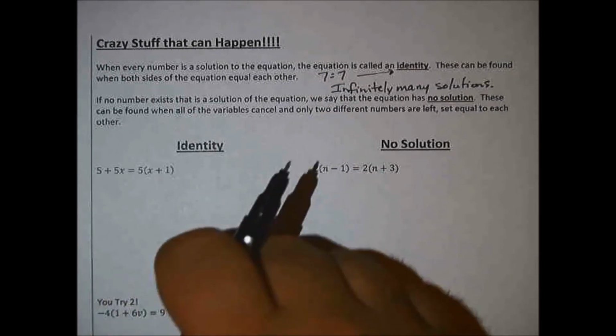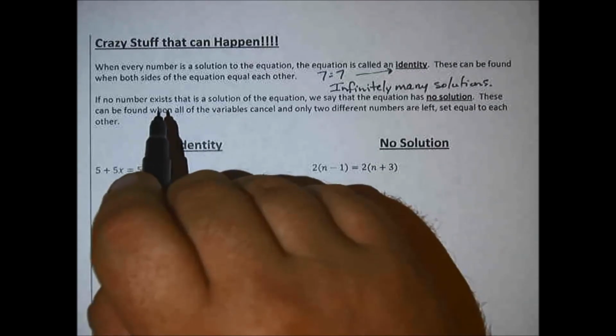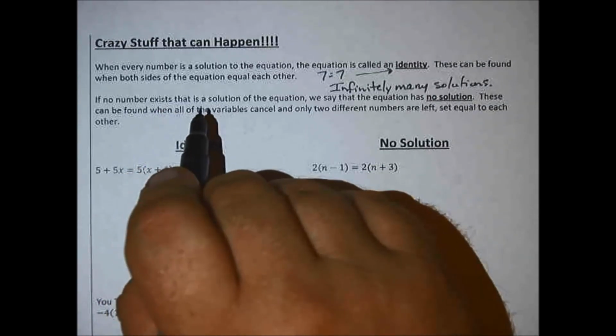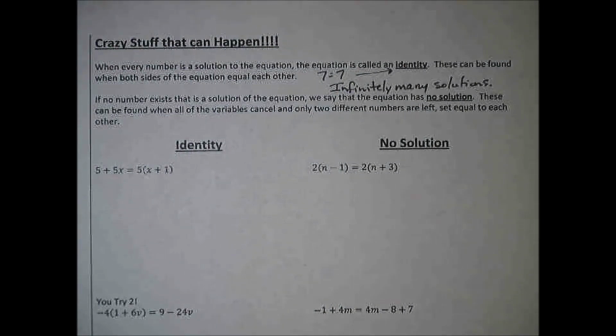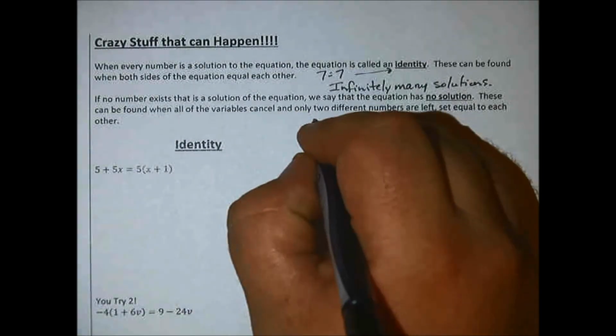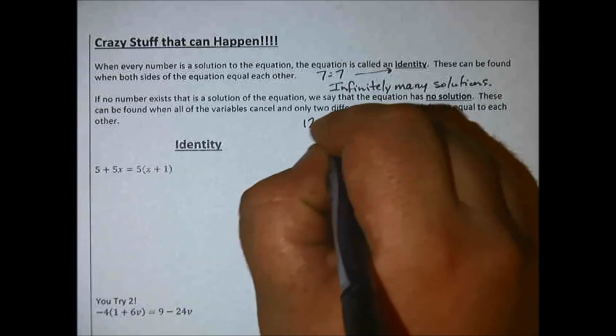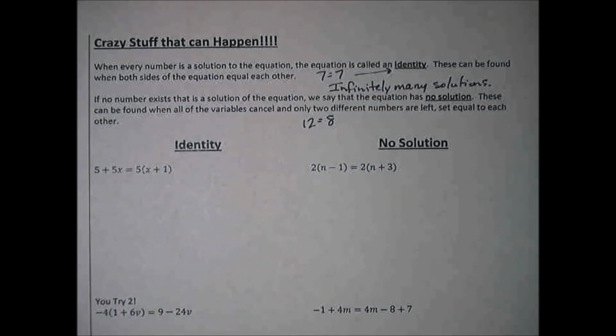Okay. The other side of the coin is if no number exists that is a solution to the equation, we say that equation has no solution. There's actually another word for it. It's a contradiction. These can be found when all of the variables cancel and only 2 different numbers are left, and those 2 numbers are set equal to each other. That might look like something like, oh, maybe 12 equals 8. Well, in no world that I know of does 12 equal 8. It doesn't happen.